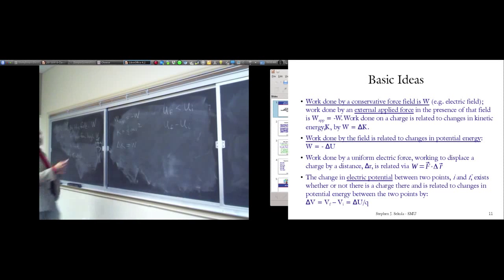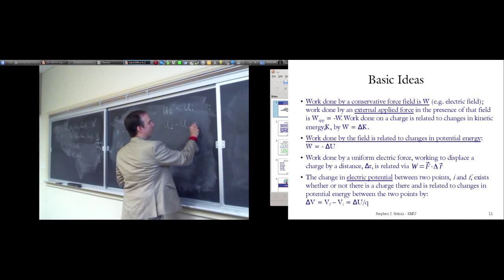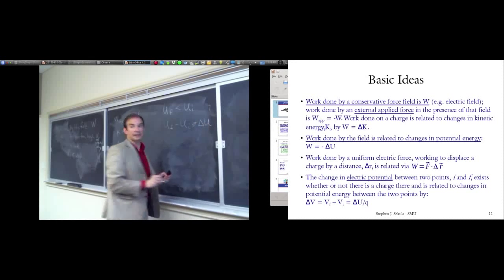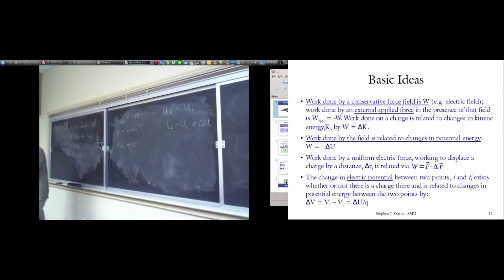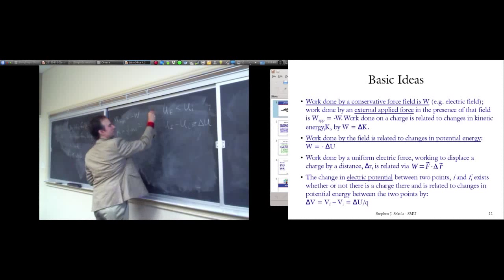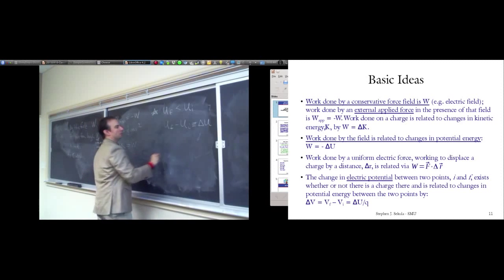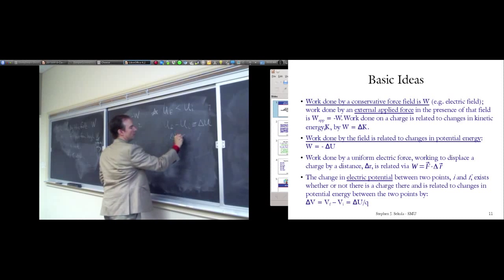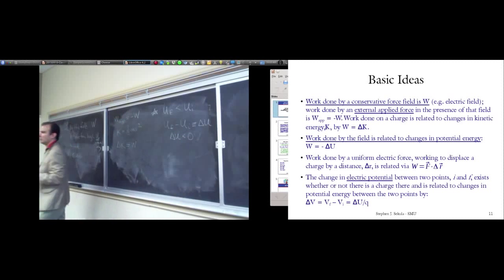Negative. Yep. So let's call this delta U. Delta U, by convention, is the final minus the initial. So what you have at the end minus what you started with. Okay? And in the case that this is true, delta U will be a number less than zero.